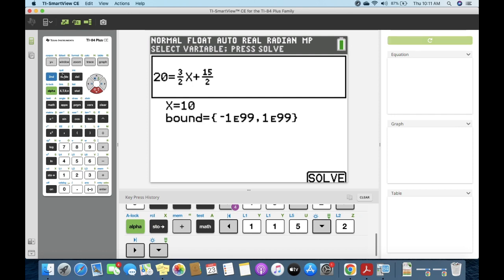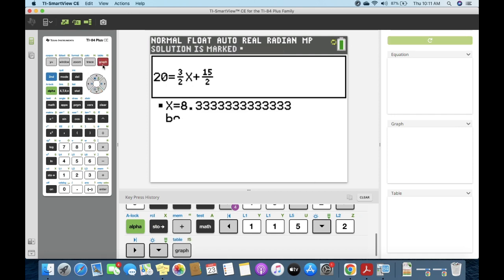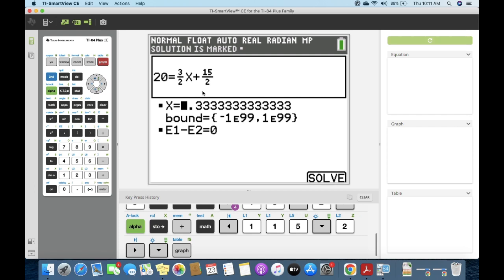You're going to press what? Just check. In my case, I just use graph. Press on graph. So you'll get 8.3333 and so on and so forth. So I'm not pretty sure how to convert this here in the numeric solver. If you know how to convert it, that's a lot better.